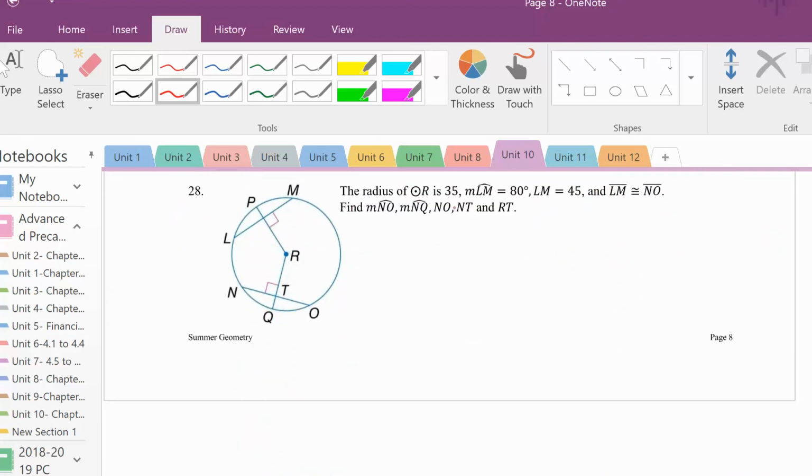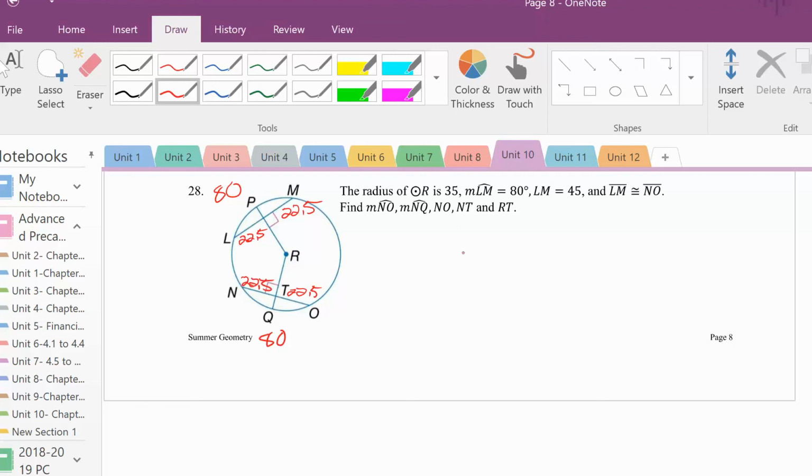The radius of circle R is 35. The measure of arc LM is 80. LM, the chord, is 45, which means you have 22 and a half and 22 and a half. LM is congruent to NO, so that means this arc is 80, and you have 22 and a half, 22 and a half.